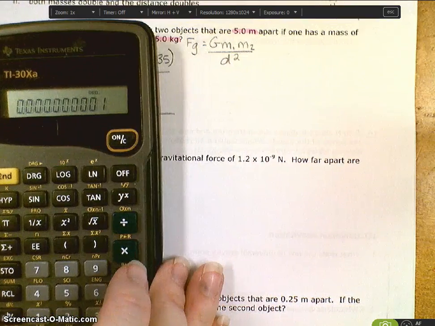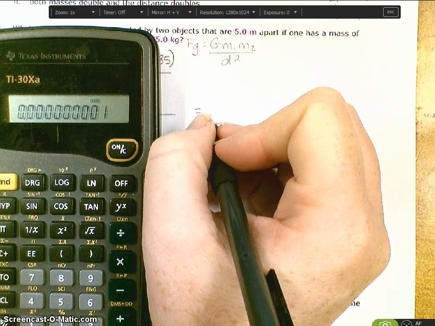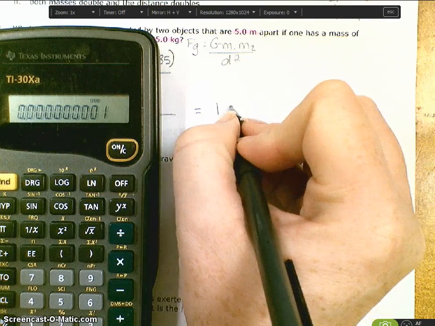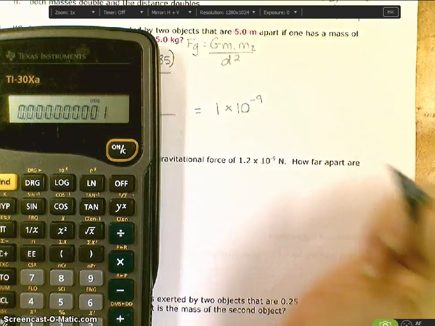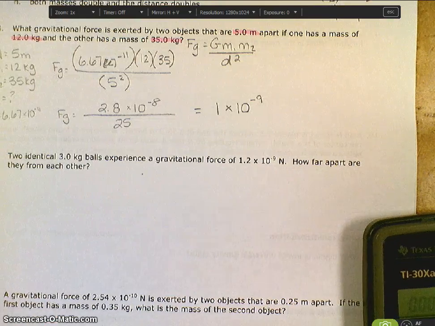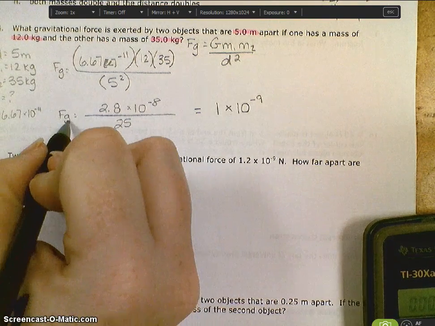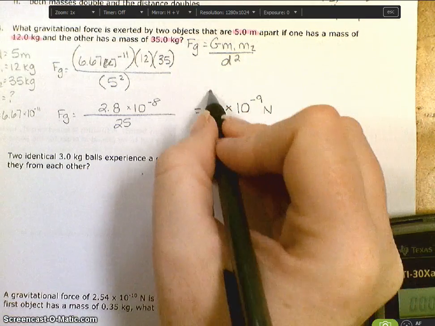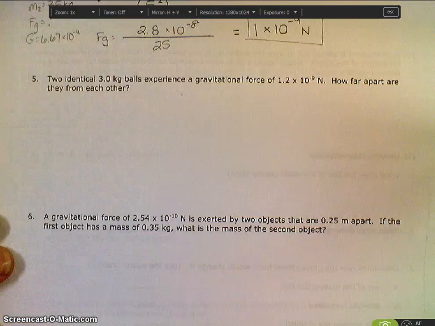Okay, again, your calculators are probably going to give you a different answer, because if they've got a little bit more precision to them, you're going to see more numbers. But all that I can get from my calculator is 1 times 10 to the negative 9th. Now don't stop there, because I'm missing a unit. I go and I look. I was solving for Fg. Doesn't matter what kind of F you're looking for, the unit is always newtons. Circle my answer, and I'm ready to move on.